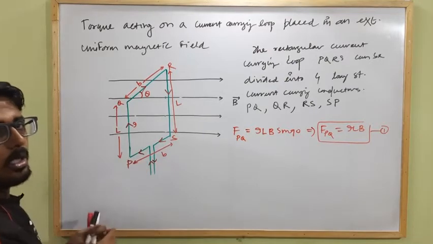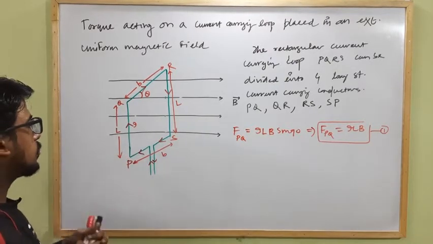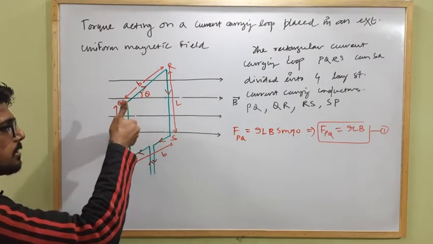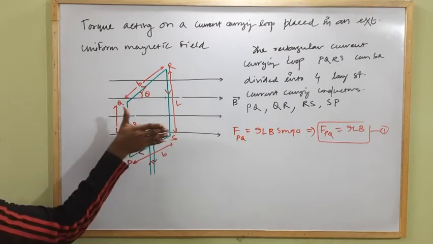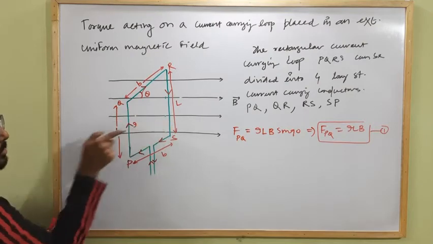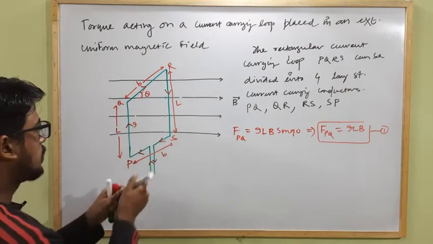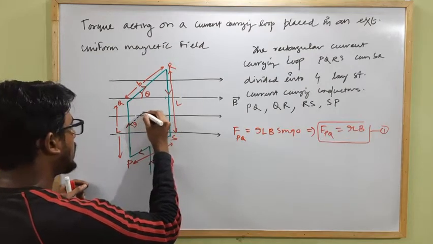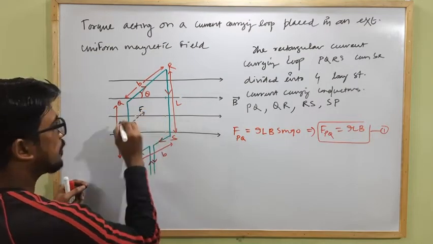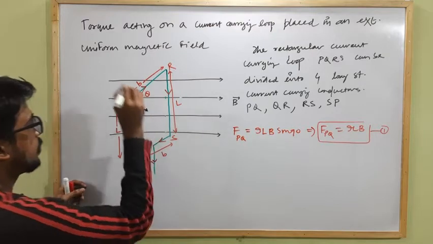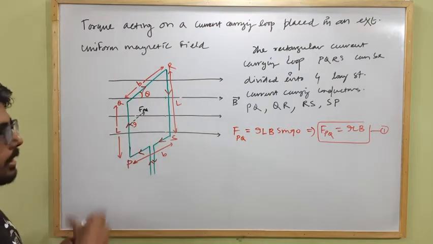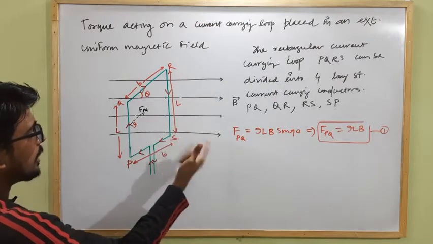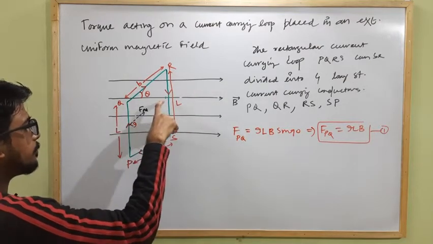and its direction we can easily obtain by using right hand palm rule or Fleming's left hand rule. So what is the right hand palm rule? I am placing my thumb along the direction of current and stretching the fingers along the direction of magnetic field like this. So the force acting on this conductor will be into the plane. So here the force acting on it will be like this. This is into the plane, F_PQ. Clear?